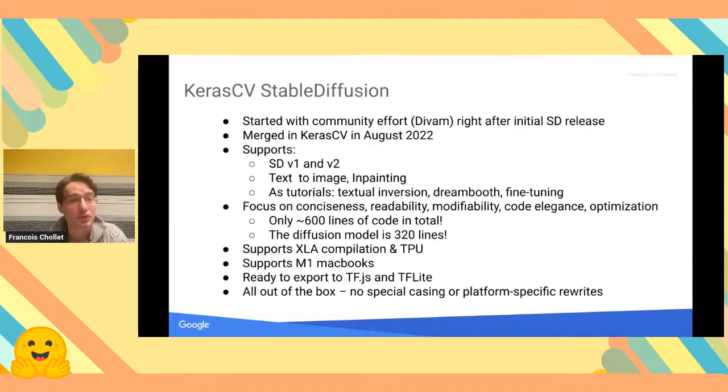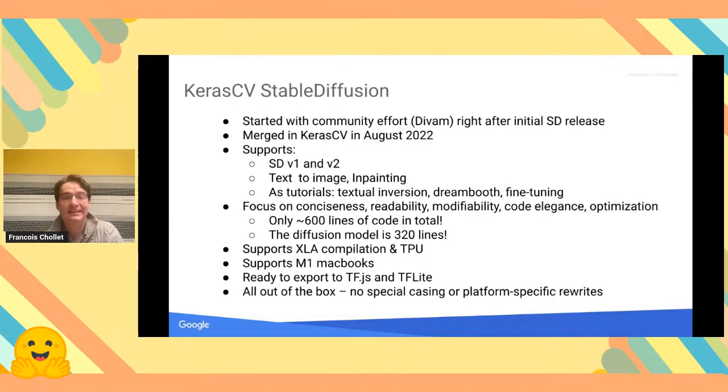And one of the models that we have in KerasCV right now is Stable Diffusion. And it all started as a community effort. So Divam Gupta, very quickly after the original Stable Diffusion release, made a port of Stable Diffusion to Keras. And we kept working on it, and it got officially merged into KerasCV in August. And so today it supports Stable Diffusion v1, Stable Diffusion v2. It does text to image and inpainting out of the box. And we also have tutorials that show how to do textual inversion, Dreambooth, of course, and fine-tuning the Stable Diffusion model.